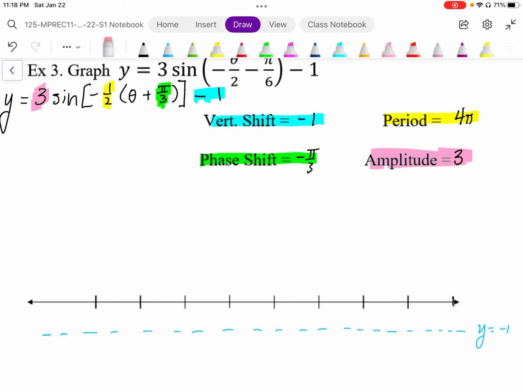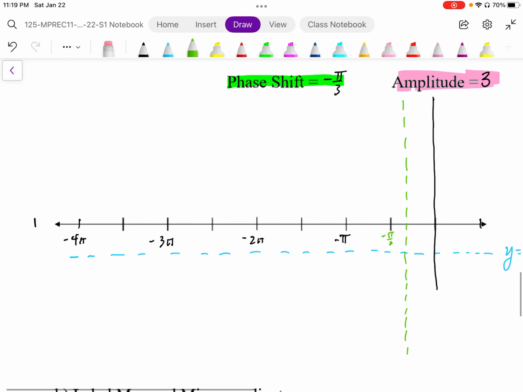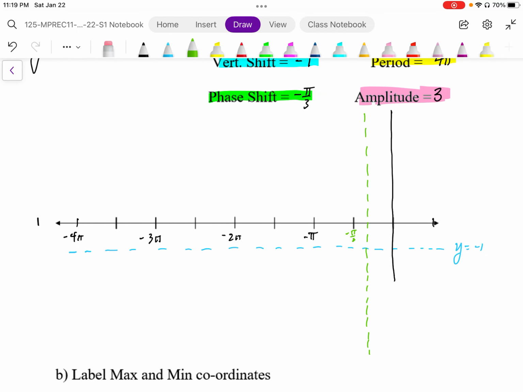So when I sketch in my graph, I'm going to first of all identify my x-axis here. Okay, and then see how many pi I need to fit in 4 pi in here. So let's say that's negative pi, negative 2 pi, negative 3 pi, negative 4 pi, maybe about here. And we actually need to go a little bit further to be able to fit in that horizontal shift to the left. So here's my phase shift. Negative pi over 3 is right about here. Okay, and I'm just going to draw it so I can fit in my amplitude of 3.